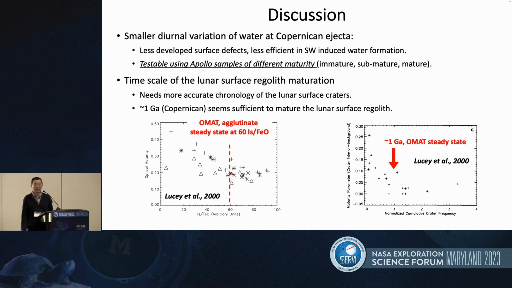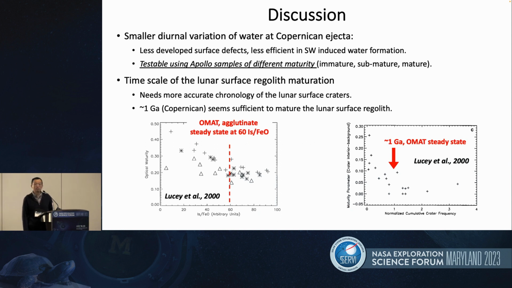This is definitely testable with Apollo samples. We can use immature, submature, and mature Apollo samples, irradiate them, and test them under a similar diurnal temperature variation in the lab. We can watch its variation.